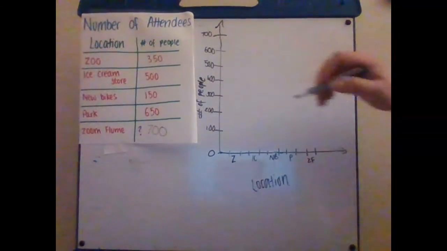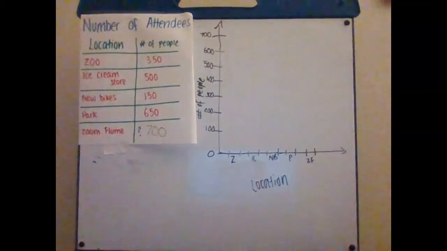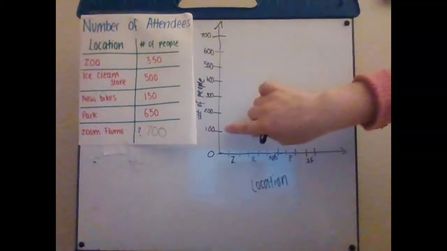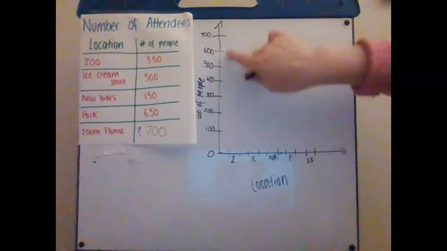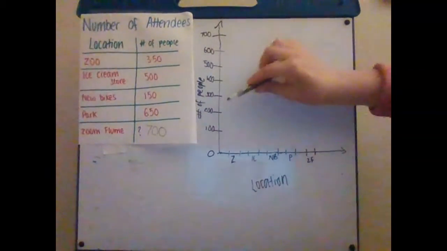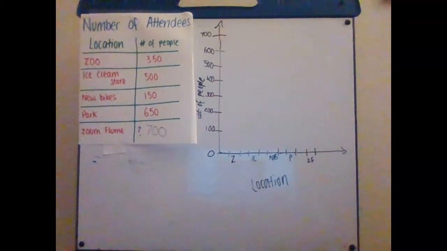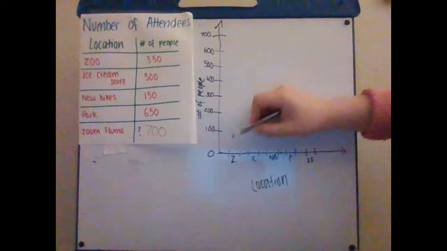Okay, I'm going to look first at the zoo. Okay, the zoo is 350. 100, 200, 300, 400, 500, 600. I don't have 350 on there. I know that 350 falls between 300 and 400. And I know that 350 is right in the middle.